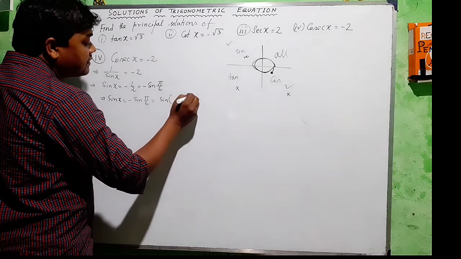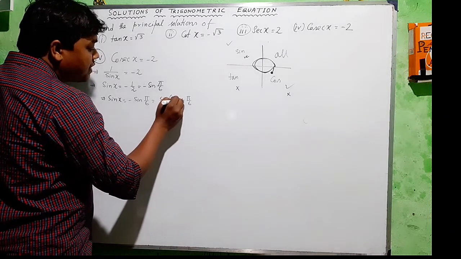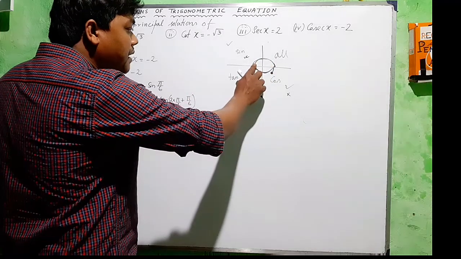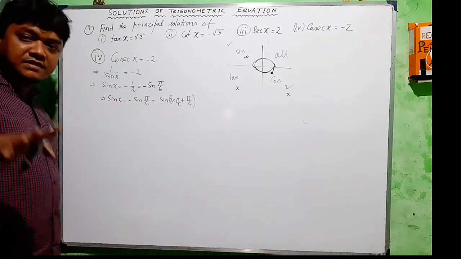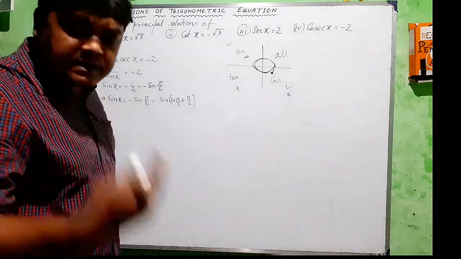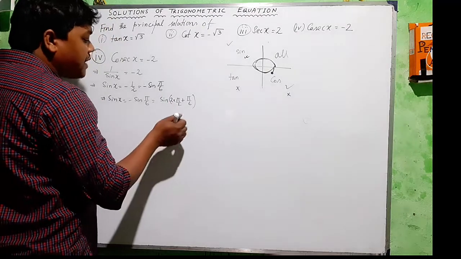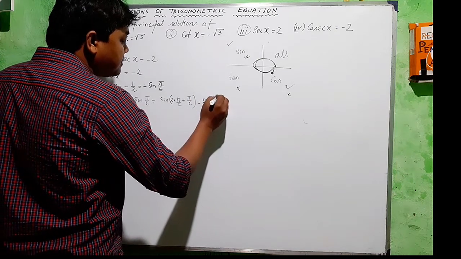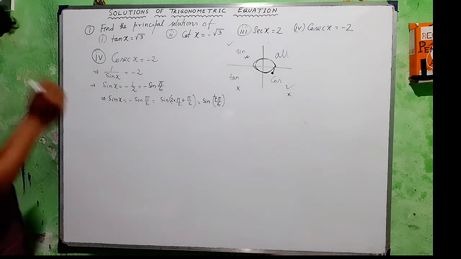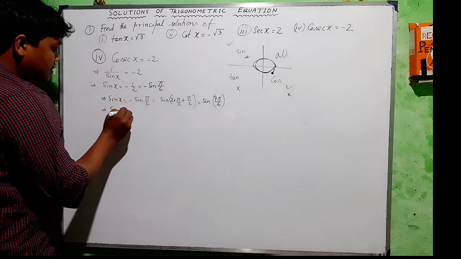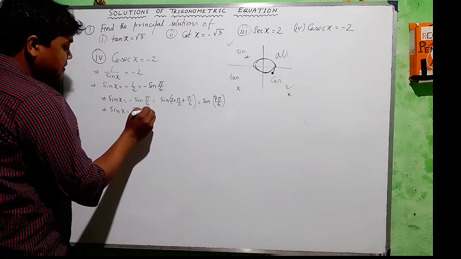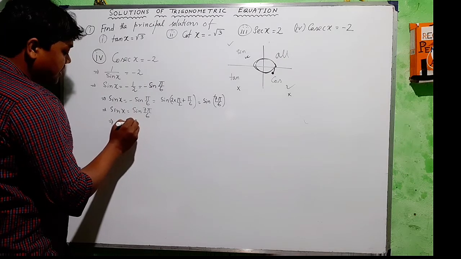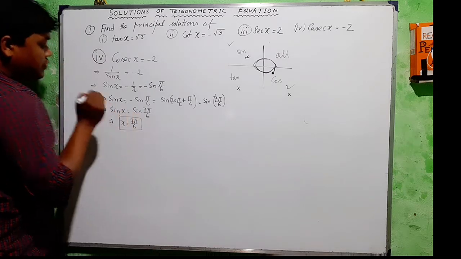So clearly sin x equals minus sin pi by 6, and you can write down here sin of pi plus pi by 6. That means 2 into pi by 2. So that gives also minus sin pi by 6, because 2 into pi by 2 plus pi by 6 lies in the third quadrant. So that gives minus sin pi by 6. So sin of pi plus pi by 6 equals sin 7 pi by 6. Okay. So sin x equals sin 7 pi by 6. That gives x equals 7 pi by 6. That is the one solution.